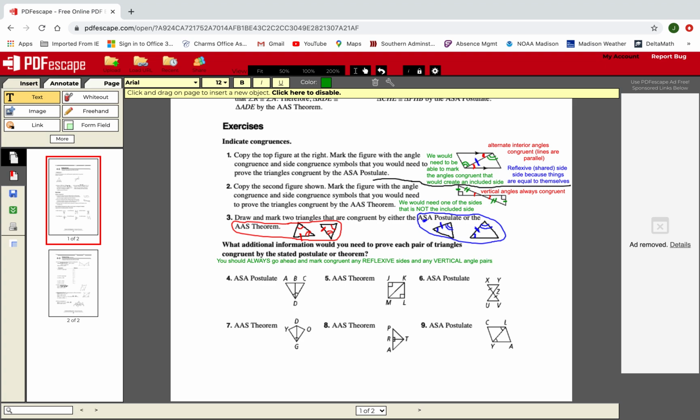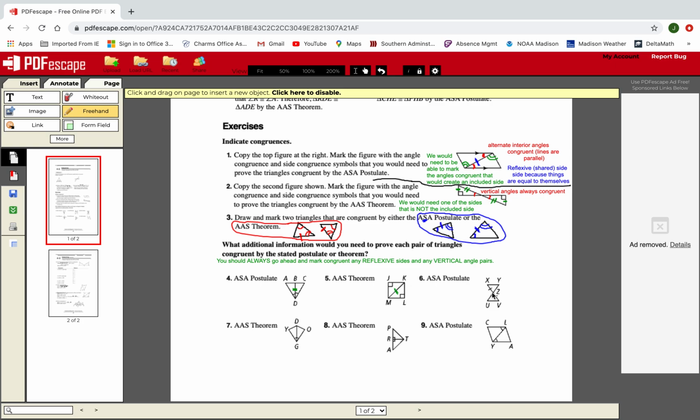Okay? That's a gimme. That should be something that you automatically do at this point. So number 4, for example, here I have a reflexive side. I'm going to mark it. That's an automatic. I'm going to mark that, okay? On number 5, I have a reflexive side here. Remember, the reflexive side is the shared side, okay?